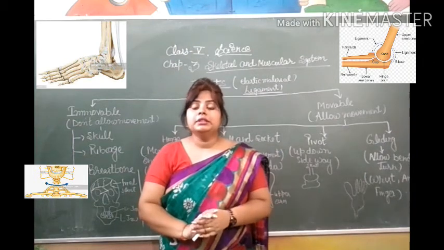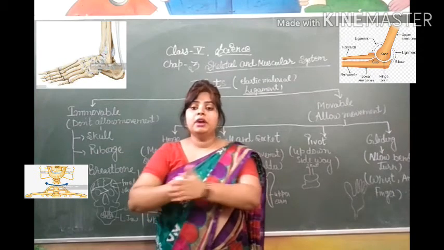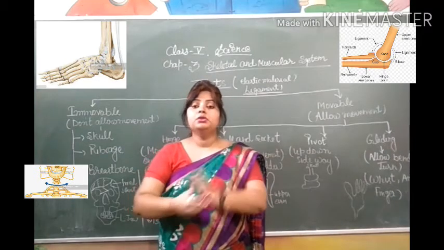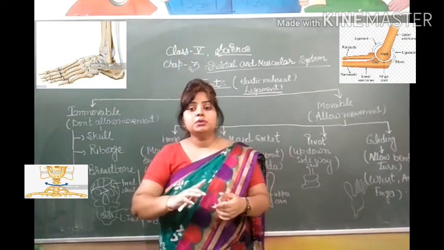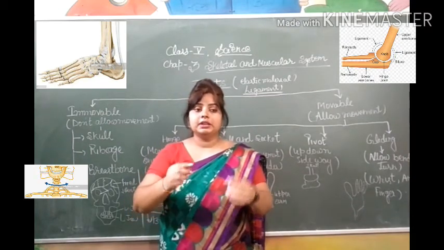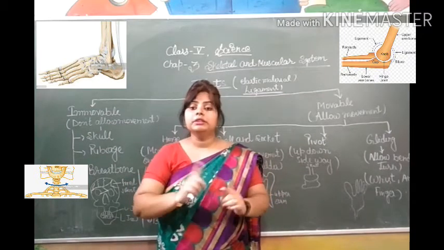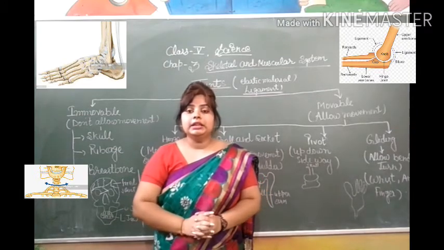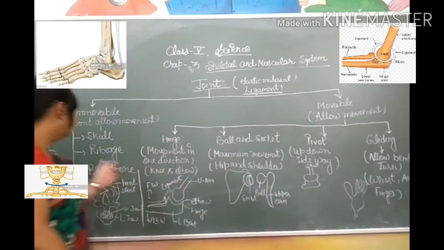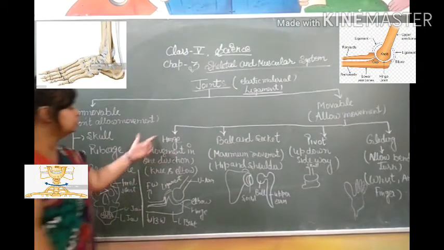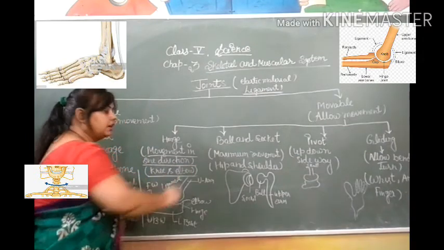A hinge joint is a joint which allows movement only in one direction, like a door. You open the door, and your door always opens in only one direction, forward or backward, not in all directions. That joint is the hinge joint. So, see here, first is the hinge joint. Movement in only one direction.